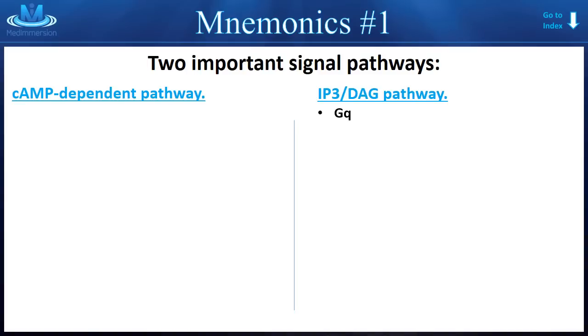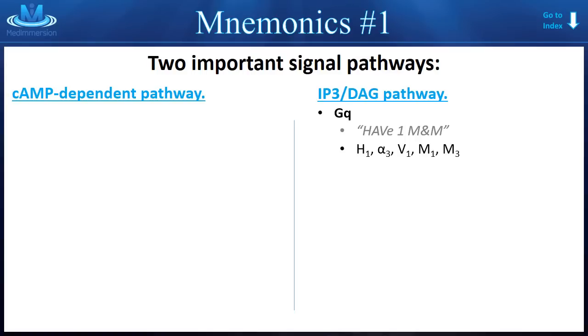I like the mnemonic, and I used the mnemonic when I was in school, HAVe 1 M&M, which is written out like this: for the histamine receptors, the adrenergic receptors, the vasopressin receptors, and the M is for muscarinic, aka the cholinergic receptors.